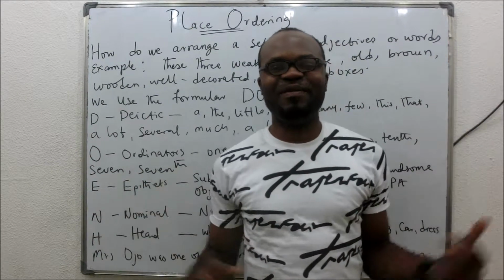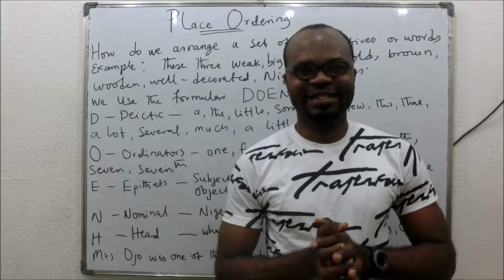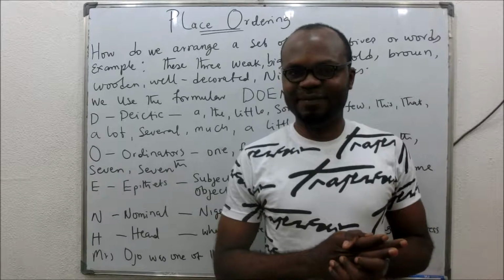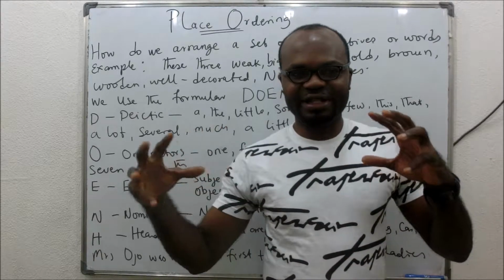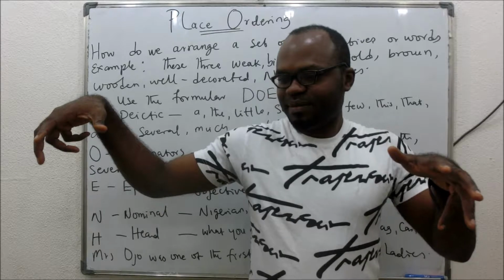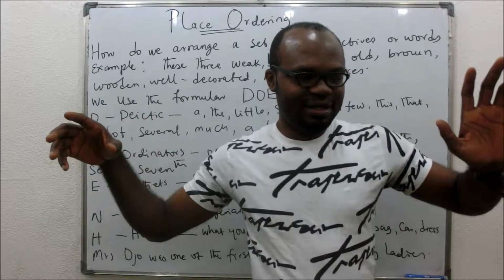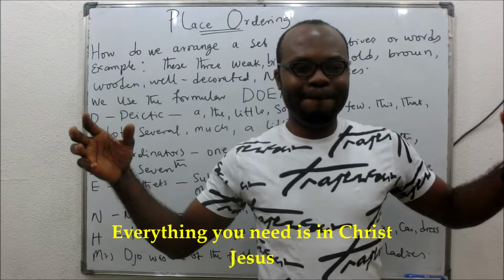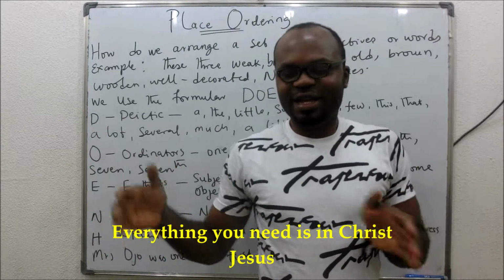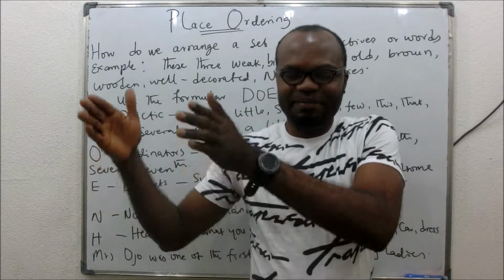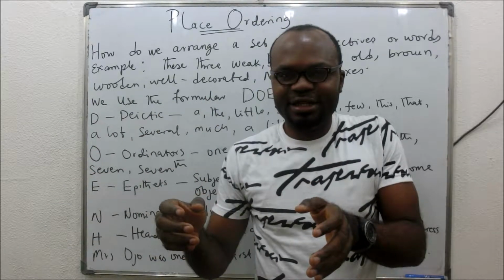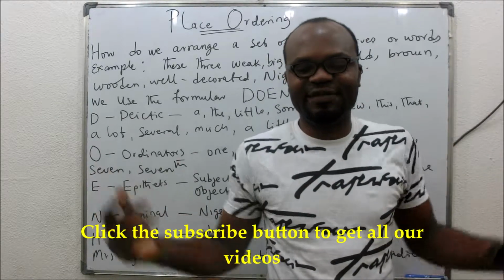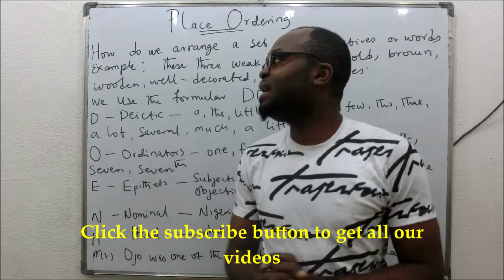Hello, welcome. Today we're going to be looking at place ordering. When you have a set of adjectives, how do you arrange them? Which one should come first? Big, black, little, ugly, Nigerian boxes. How do you know the one to put first? Is it the big? Is it the ugly? Is it the Nigerian before the box? How do you arrange the adjectives when they are plenty, when they are many? How do you do that?